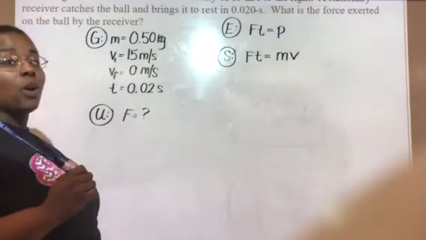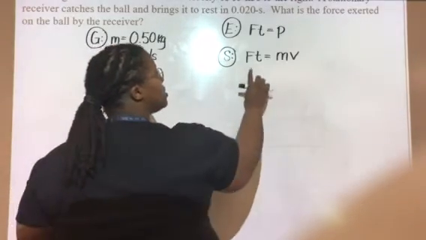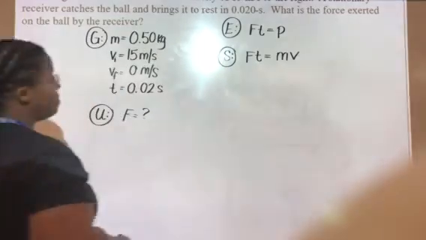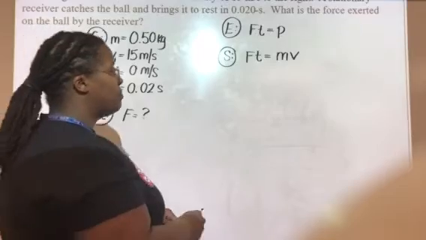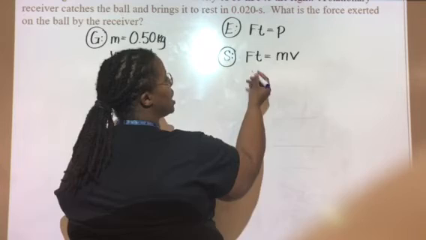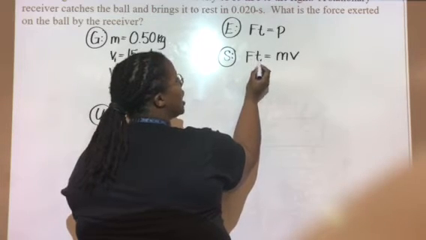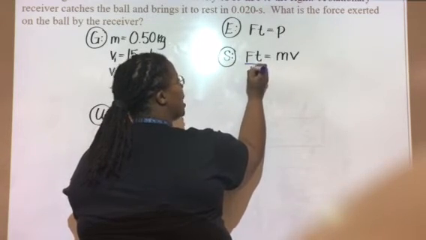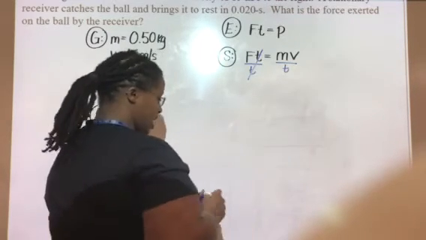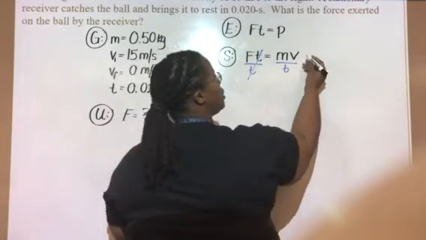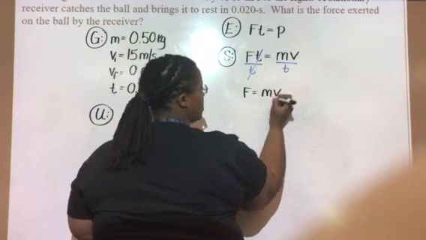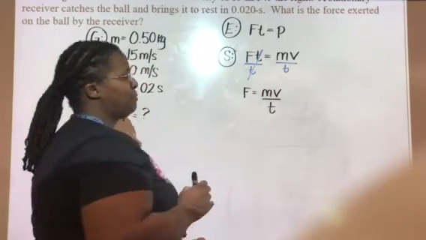Well, we're looking for force. If I'm looking for force, which is here, T is going to have to move. Right now, force and time are being multiplied. In order for me to move T, or time, to the other side of the equal sign, I'm going to do the opposite. They have multiplied. I will divide both sides by T. Those are going to cancel out. My new equation will be force equals mass times velocity divided by time.